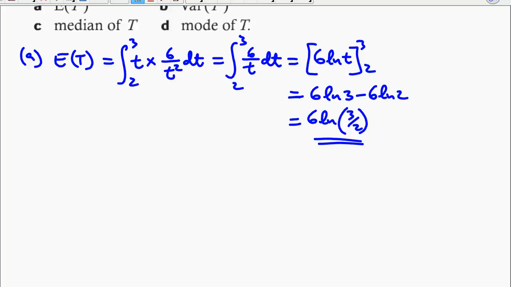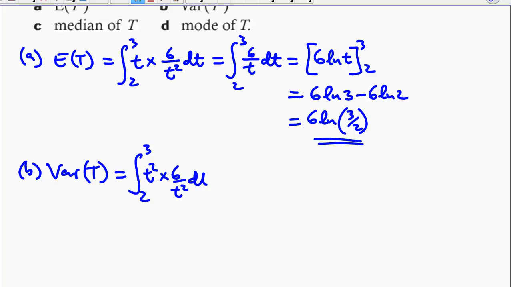And part B, the variance of t will be equal to the integral from 2 to 3 of t squared multiplied by 6 over t squared, minus 6 ln 3 over 2, all that squared.